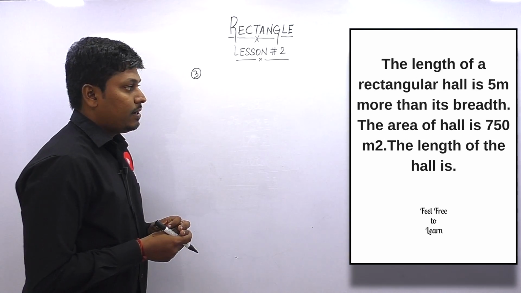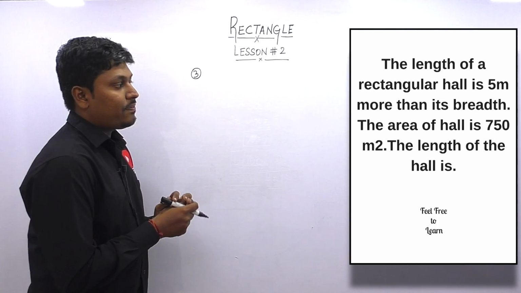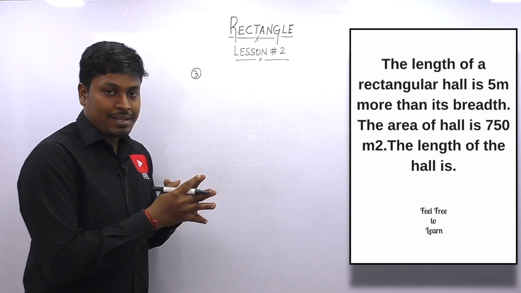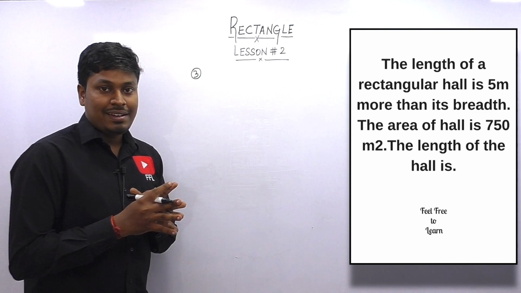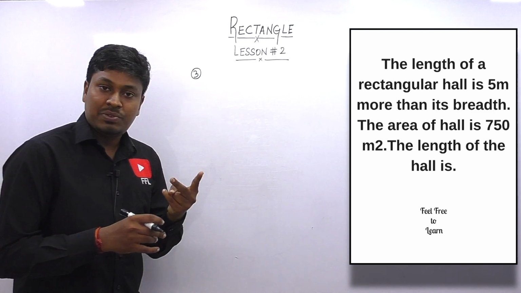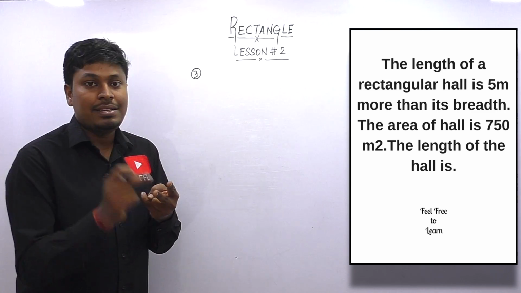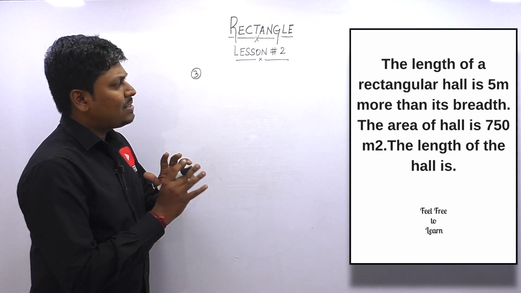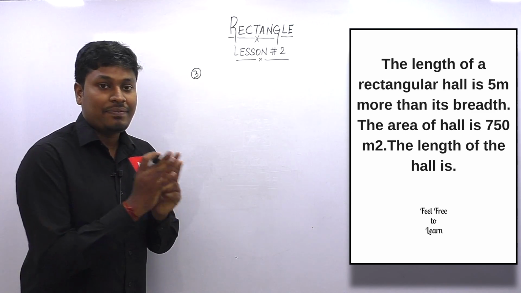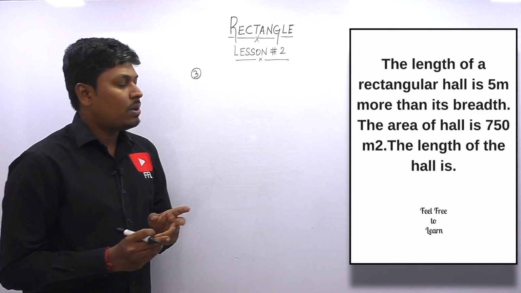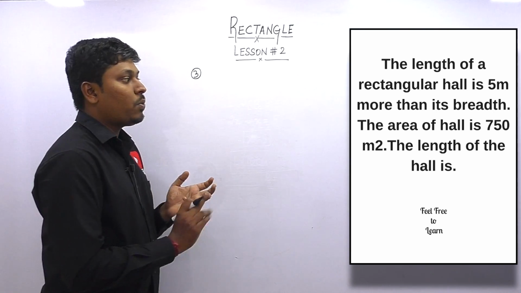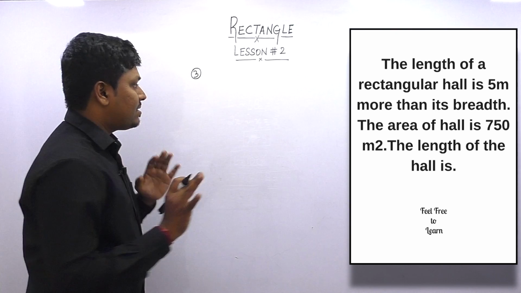Question number 3. The length of a rectangular hall is 5 meter more than its breadth, and the area of the hall is 750 meter square. Then the length of the hall is? Interesting question. When you compare this question with the previous two questions, in the previous two questions they had initially given the length and breadth in a ratio, but here they didn't give the ratio of length and breadth. But they have given a note that the length is 5 meter more than the breadth, and also the area of the hall is given as 750 meter square, and our target is to find the length of the hall.